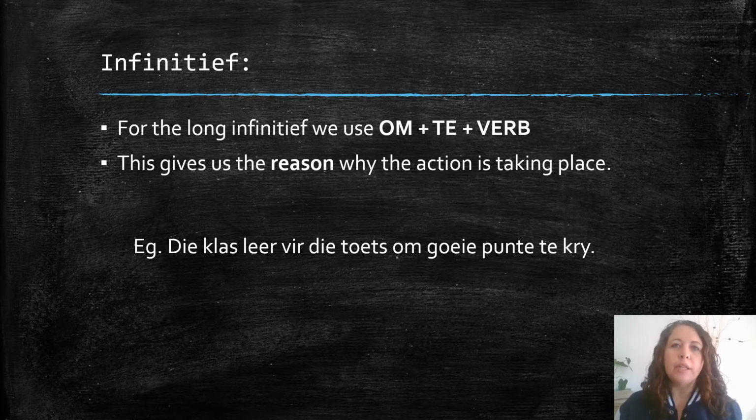So if you look at the example, die klas leer vir die toets om goeie punte te kry. So your sentence says, or the action is, die klas leer vir die toets, they're studying for the test, en dan om goeie punte te kry, that's the reason, to achieve high marks.